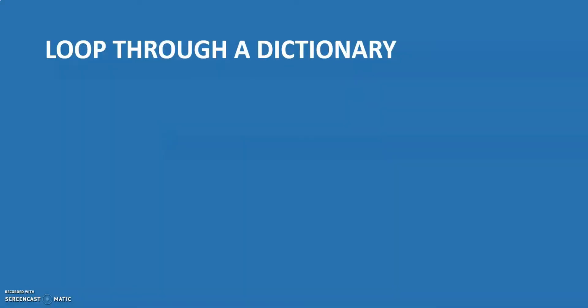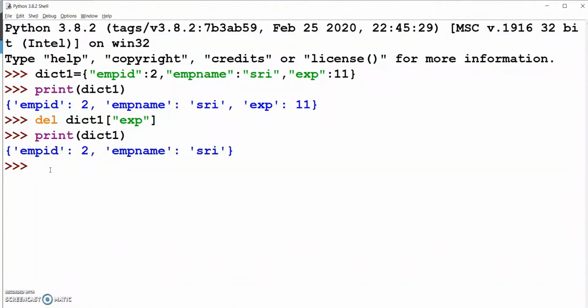Next, loop through a dictionary. We use a for loop for iterating over the elements in a dictionary. For x in dictionary name, colon, print x. We get all the key names in the dictionary. See the output, emp id and emp name. Experience is already deleted from the dictionary, so we get these two.